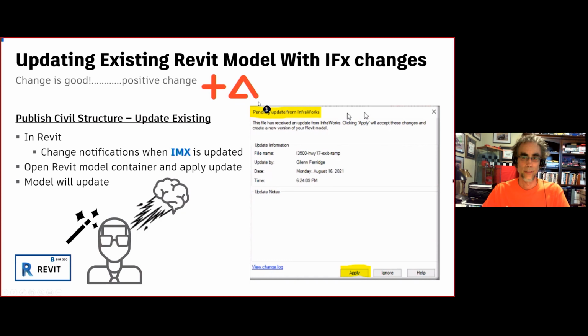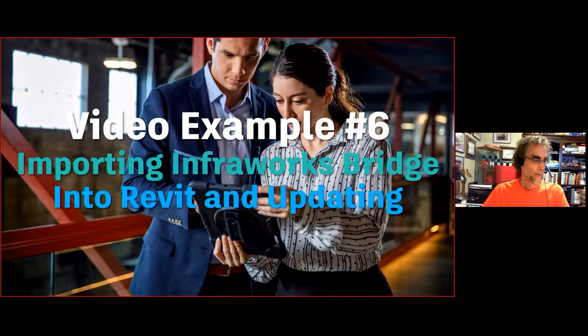So one of the things that you'll notice when you get a notification update, it looks like this in Revit, and you can either apply or ignore the update. Say you're in the middle of a submission, you're going to do drawings in the next couple of days, you don't want the update, you can just ignore it and do your annotations and get your package out. So we're going to go through importing into Revit.